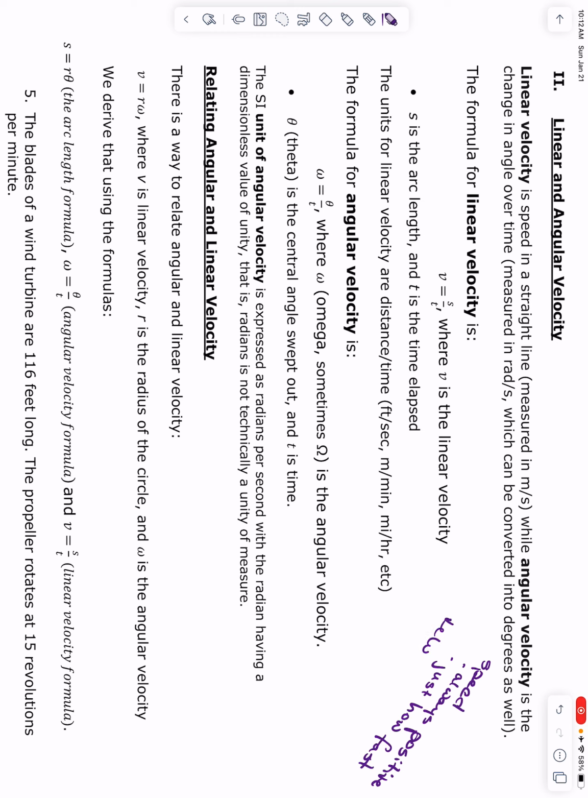Velocity, though, is speed with direction. So a positive velocity means we're going forward, we're going up, whichever way you decide the positive direction is. Negative velocity means we are going backwards or the opposite direction. Okay? So whereas speed is always positive, velocity can be either positive or negative. We have some formulas here.